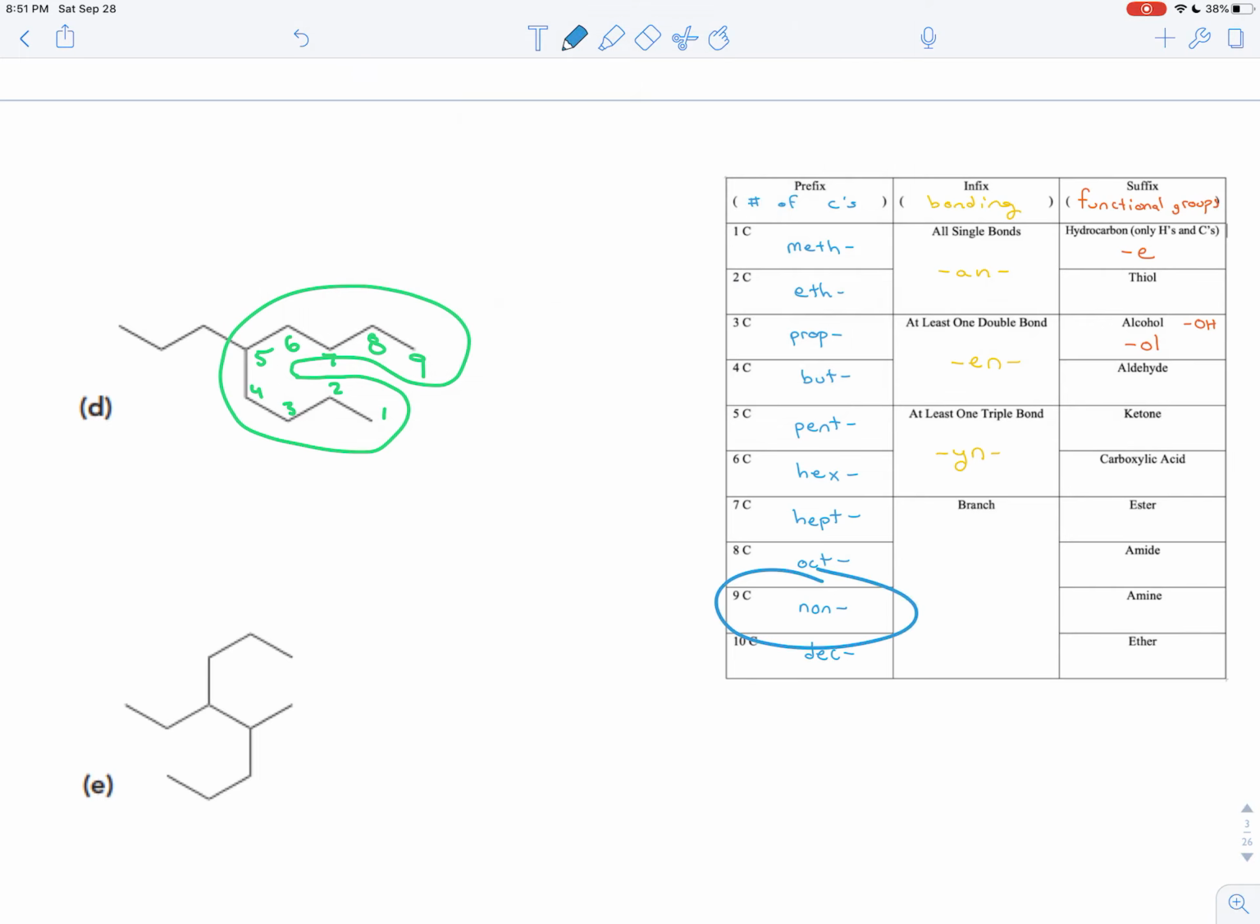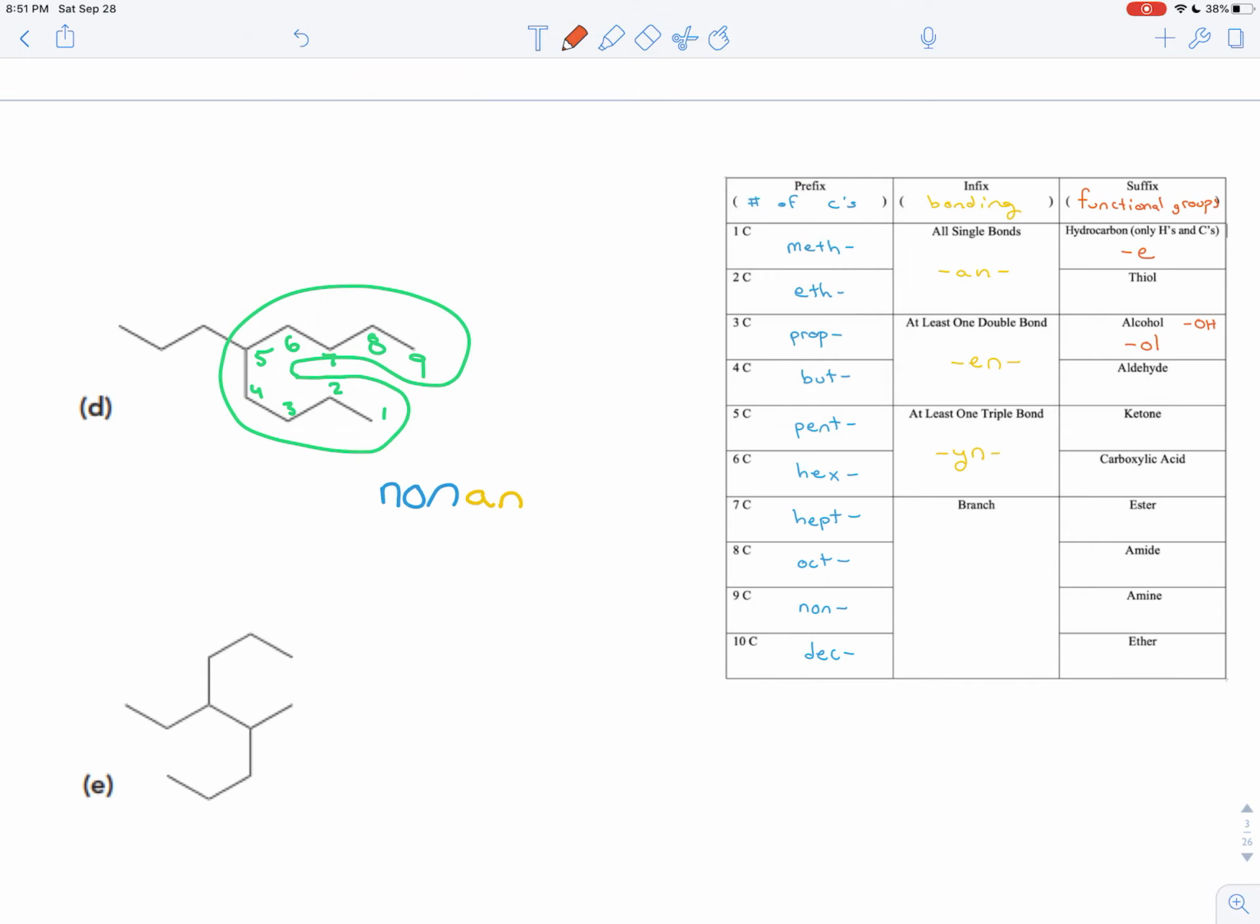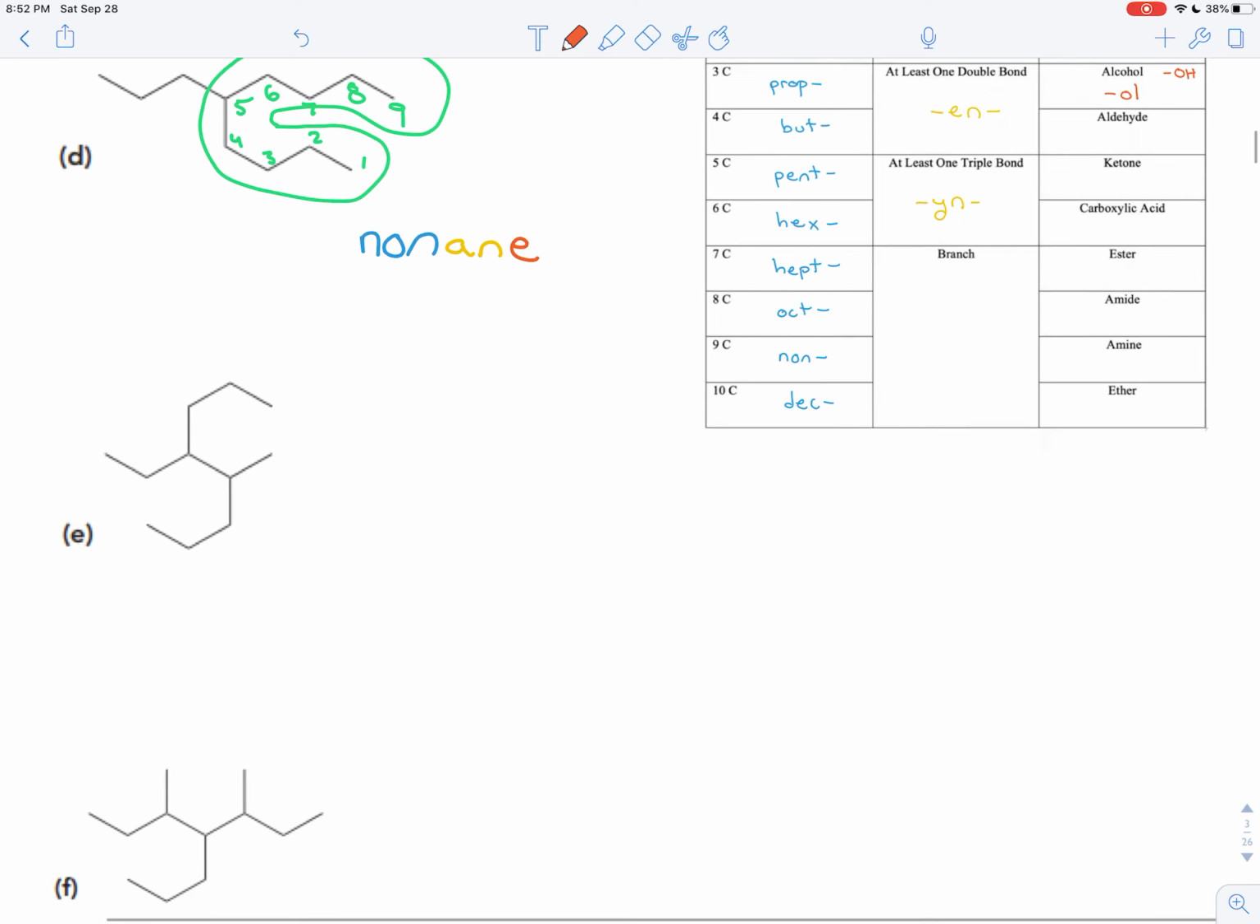The prefix for 9 carbons is non. We have all single bonds between those carbons. The infix for all single bonds is AN, and it's a hydrocarbon. I don't see any symbols for elements in that chain, so we only have hydrogen and carbon. The suffix is E, and the name for that backbone or parent chain would be nonane. Nonane.